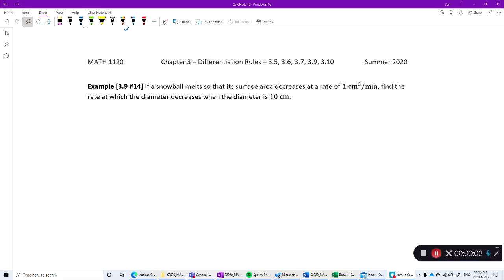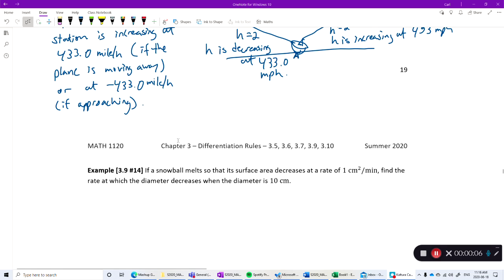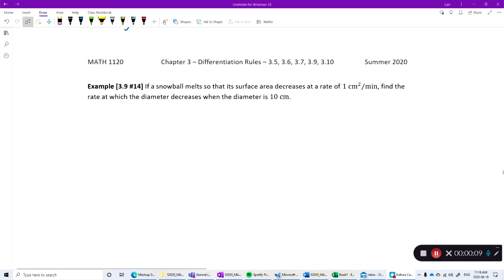All right, so let's carry on with some more challenging related rates questions. So here we are on page 20 of the note package. Okay, so this one has to do with volume, three-dimensional things. So the drawing is a little harder to do.